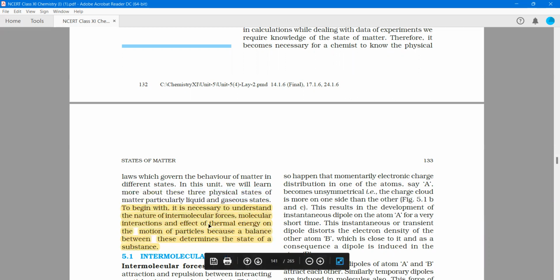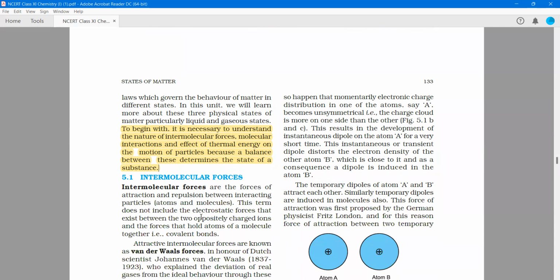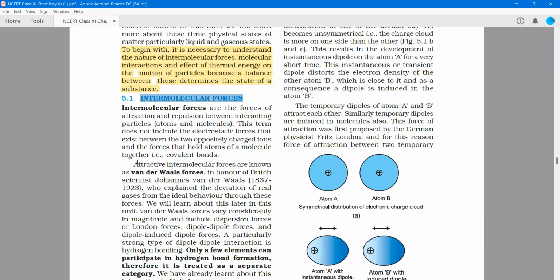So these are the three terms: intermolecular forces, molecular interactions, and the effect of thermal energy on the motion of particles. Basically, these three properties will govern which state your substance will be in. So first, let us understand all these three properties in detail. Let us take first the intermolecular forces. So what are intermolecular forces? By the term, we can correlate, right?